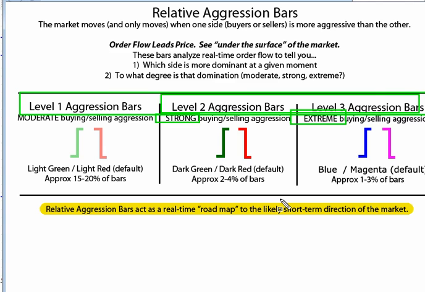And when these come in, you really want to pay attention, especially level 3s. When one of these comes in, it's telling you there's some major activity in the market under the surface in the order flow, and you really want to pay attention to see if there's follow through or rejection. That's going to give us a very good real-time roadmap to the likely short-term direction of the market.